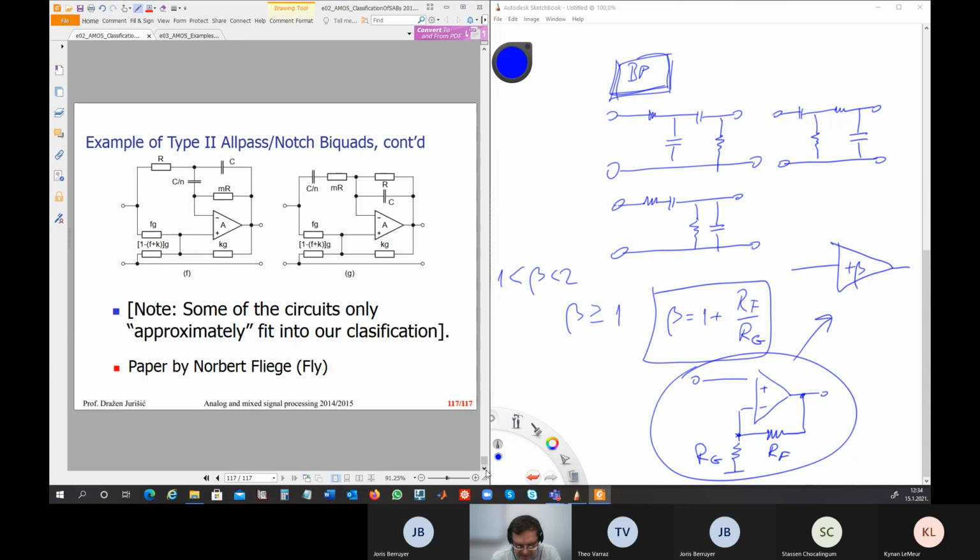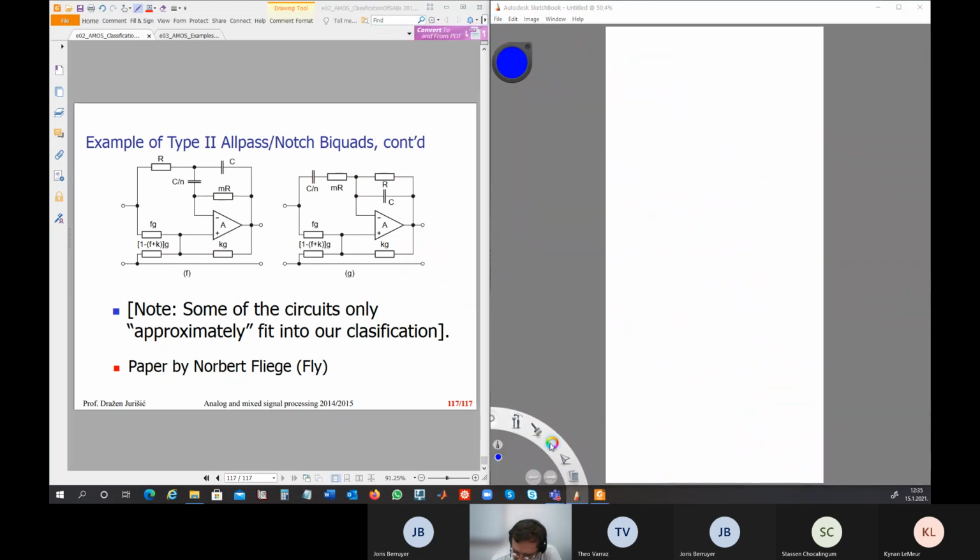They are all from the paper of Norbert Fliege. And Fliege means fly. Fly is the thing which is flying, and in German it's Fliege. So Norbert the Fly drew all these examples. So this was our classification story.